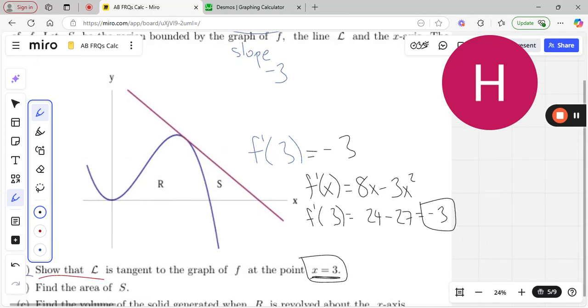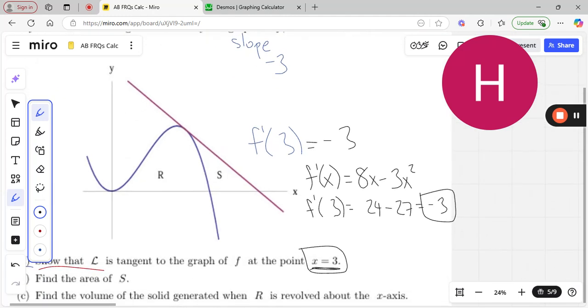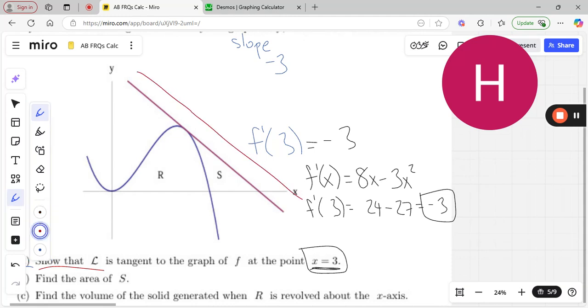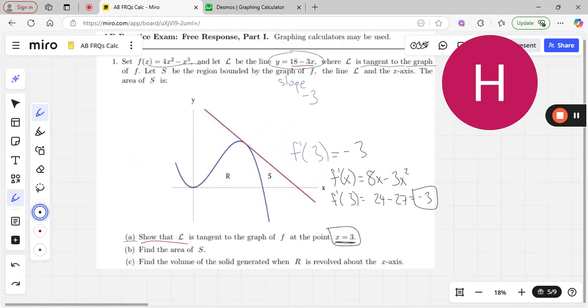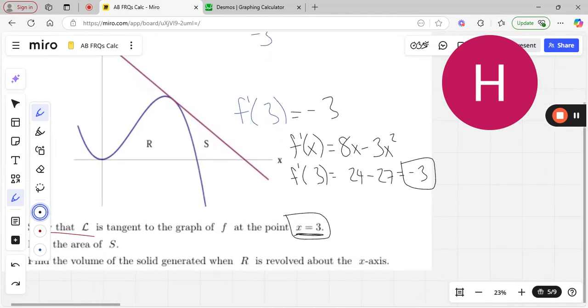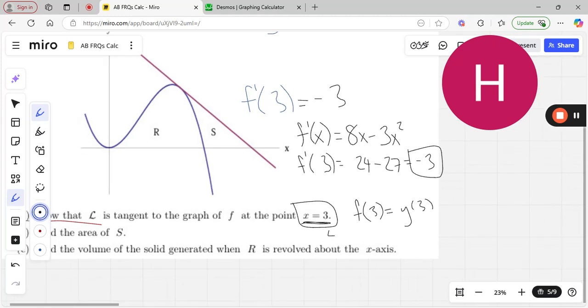So that proves that the line is tangent, or does it? Well, it's great that they have the same slope, but this also has the same slope, and yet it's not tangent. This also has the same slope, and yet it's not tangent. So what's the idea here? We need to prove that the points are the same. So we need to say that y of 3, which is the line, is also equal to f of 3, which is the polynomial. So let's just make sure that's true.